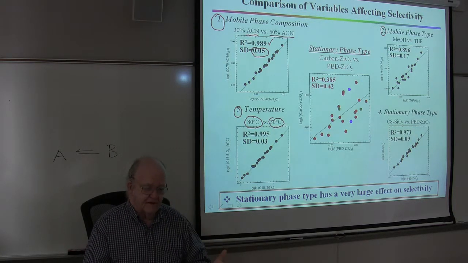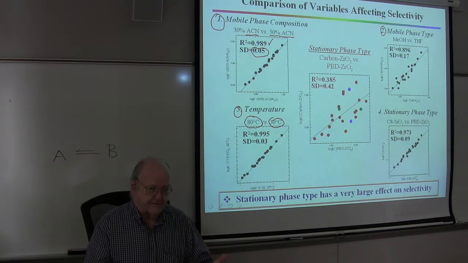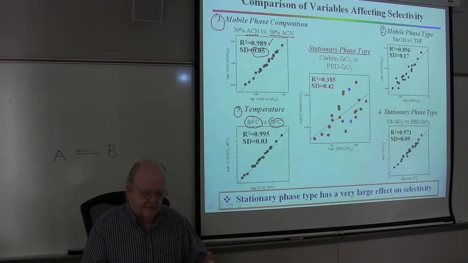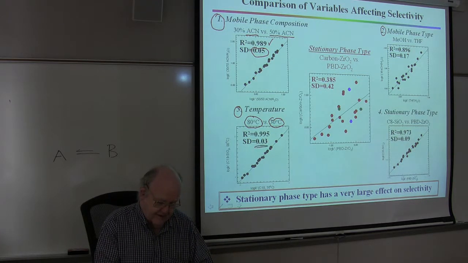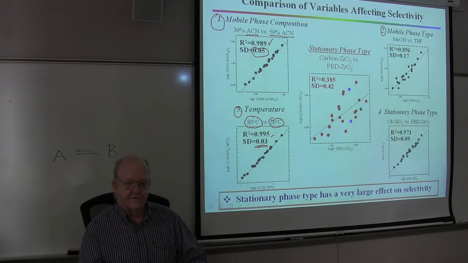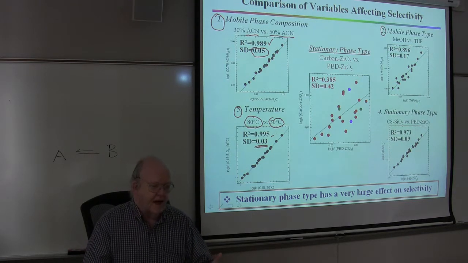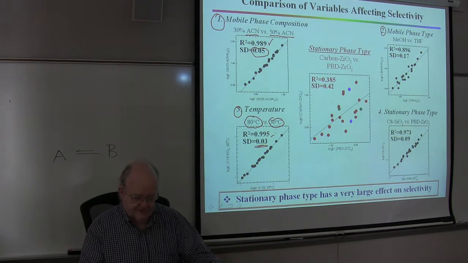You go much above 100 degrees and, you know, you start boiling everything. But of course, you can always put back pressure on it to keep it from boiling. But a 50-degree change has a very minor effect on selectivity. Temperature does affect selectivity, but it's even less than changing the percent organic.